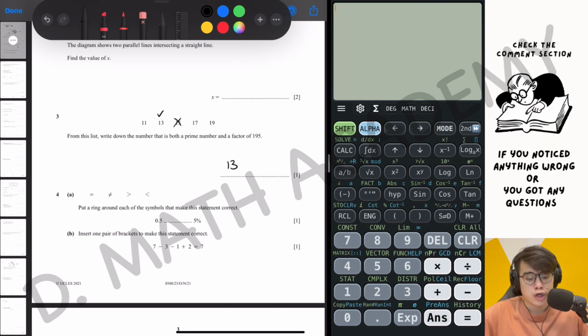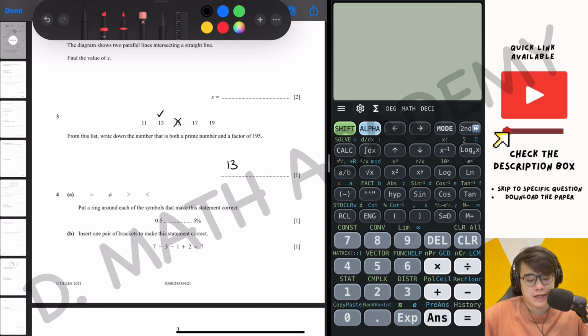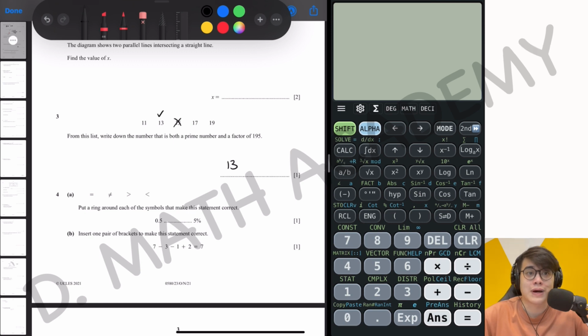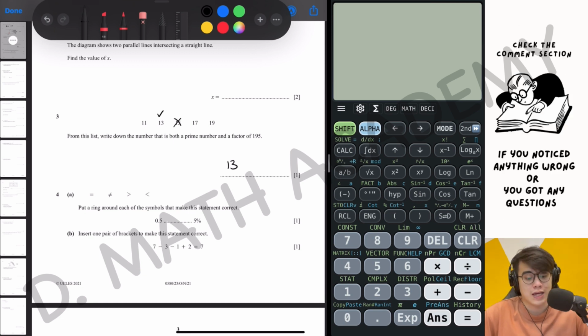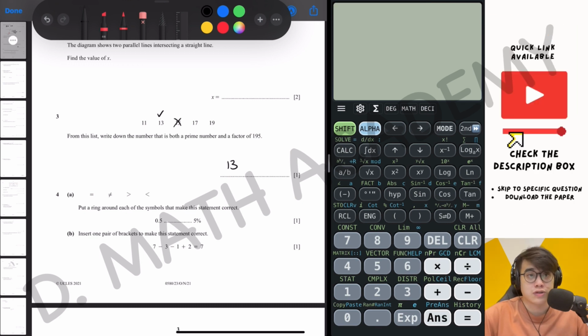First thing first, the reason why I eliminated 15 is because 15 can be divided by 5 and can be divided by 3. And the rest of the numbers here can only be divided by themselves and 1 only. That's how you narrow down, and then you run your division process to double check which one of them qualifies as a factor.